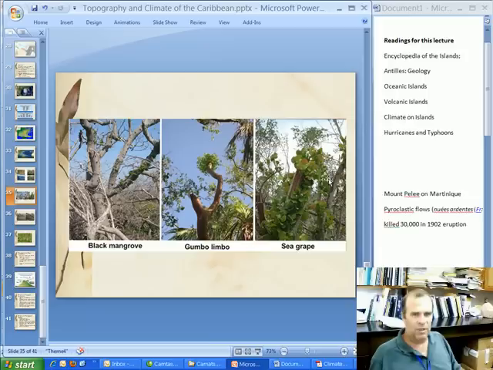Sea grape, which we have here in Trinidad, also gets massively fractured off. But you can see some of the responses of these plants to being broken off. You see the gumbo limbo there, the naked Indians, resprouting from epicormic buds in the trunk, and the same with the sea grape. So it can survive pretty well, even though it's been severely damaged by this hurricane. It's damaged, but it's not killed. It can resprout again, and that's what it's doing there.